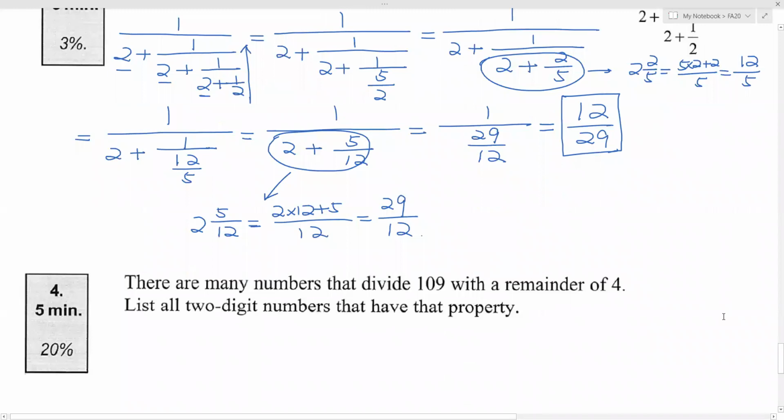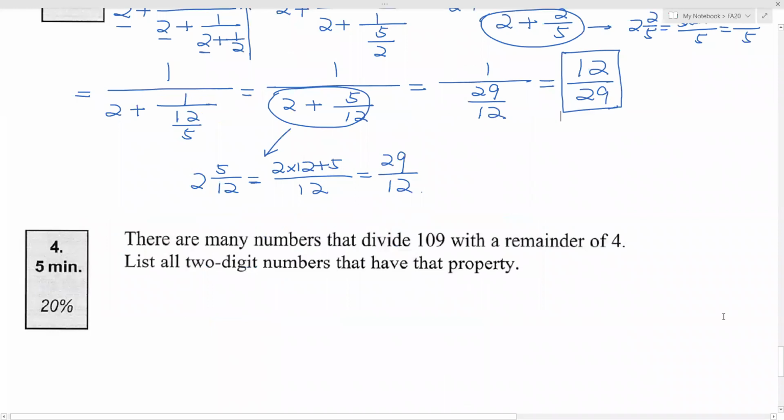Now we have question number 4. Question number 4. This one is kind of tricky too.